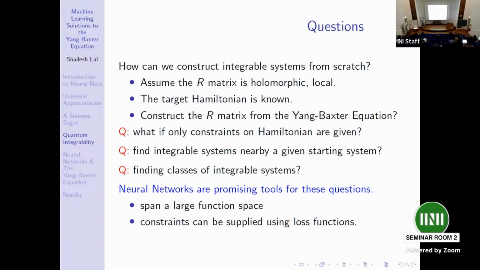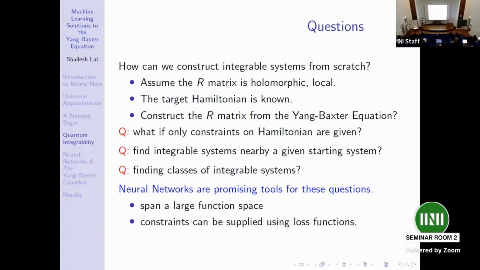And of course, there are very natural questions that one might want to ask. What if rather than giving a specific target Hamiltonian, you want to explore a family of integrable models, right? So you might want to give a set of constraints, that a certain set of algebraic equations on the entries of the Hamiltonian are satisfied, right? You might want to say that, okay, I have a set of integrable systems here. Are there other integrable systems, quote unquote, in the vicinity of the starting point? And well, this is really summarizing the previous two questions. Can you find classes of integrable systems?